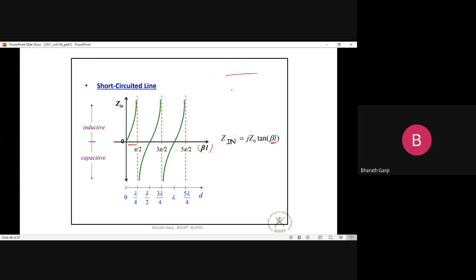Okay, that means if you take a wire, and we short circuit this wire here, and at your input, this length is such that beta L is less than pi by 2, then the input impedance behaves like an inductive load. It behaves like an inductor. Right, this is a very bold and very interesting statement.